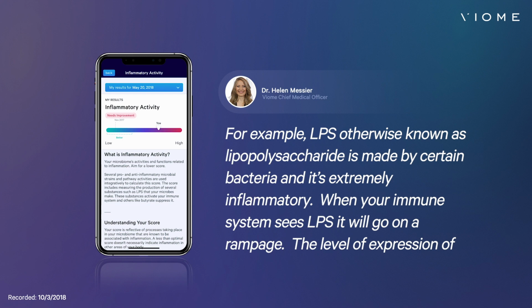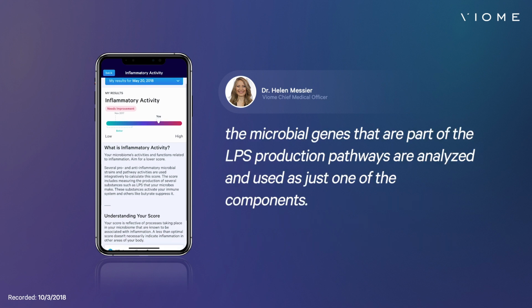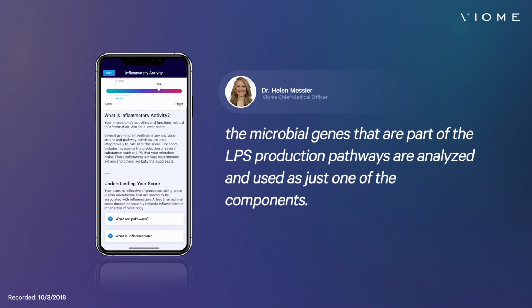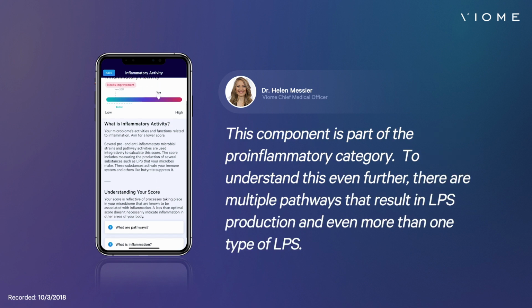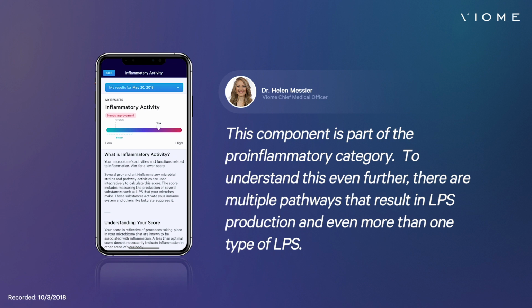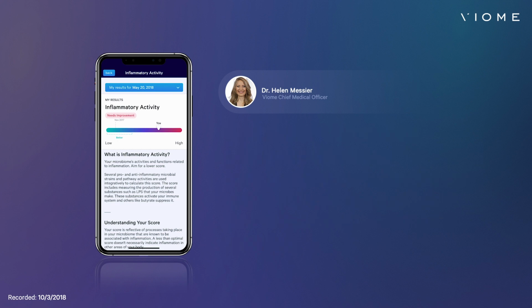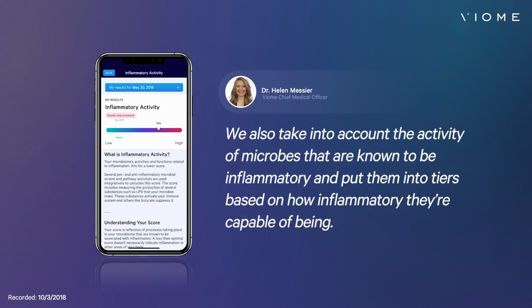The level of expression of the microbial genes that are part of the LPS production pathways are analyzed and used as just one of the components. This component is part of the pro-inflammatory category. To understand this even further, there are multiple pathways that result in LPS production and even more than one type of LPS. We also take into account the activity of microbes that are known to be inflammatory and put them into tiers based on how inflammatory they're capable of being.